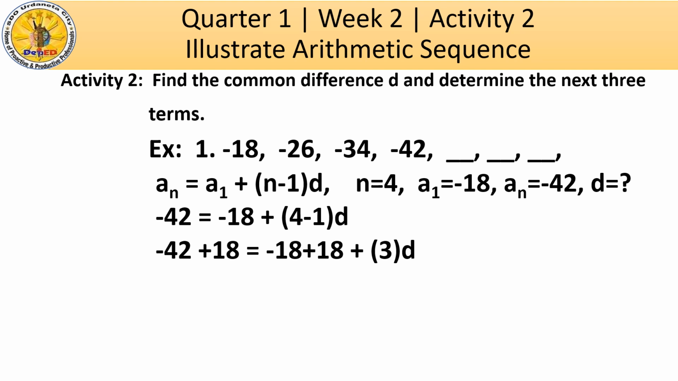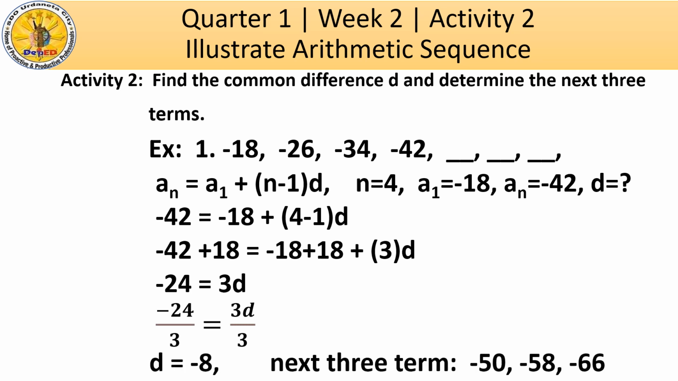So whatever you do from the right side of the equation, you must do it from the left side of the equation. So you have now negative 24 is equal to 3d. Dividing both sides by 3, then the common difference is negative 8. Now to find the next three terms, you have to add the common difference to the last term, which is negative 42 plus negative 8.